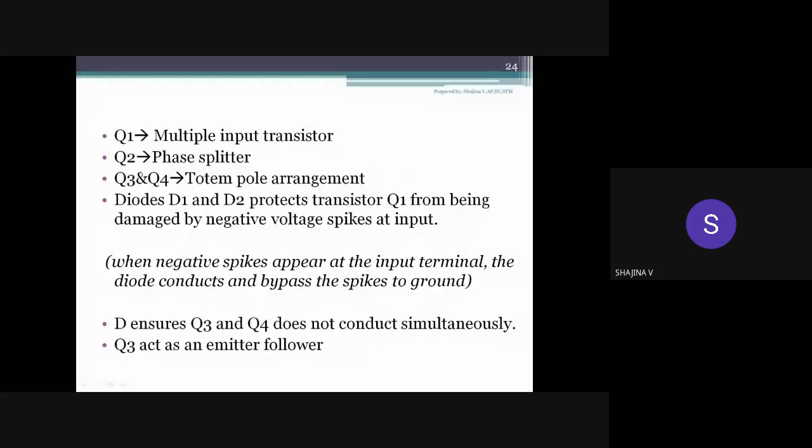Okay. So Q1 is a multiple input transistor, Q2 is a phase splitter, Q3 and Q4 form the totem pole arrangement. Diodes D1 and D2 protect transistor Q1 from being damaged by negative voltage spikes at the input. That is, when negative spikes appear at the input terminal, the diode conducts and bypasses the spike to ground. Okay. And diode D ensures Q3 and Q4 do not conduct simultaneously. And Q3 acts as an emitter follower.